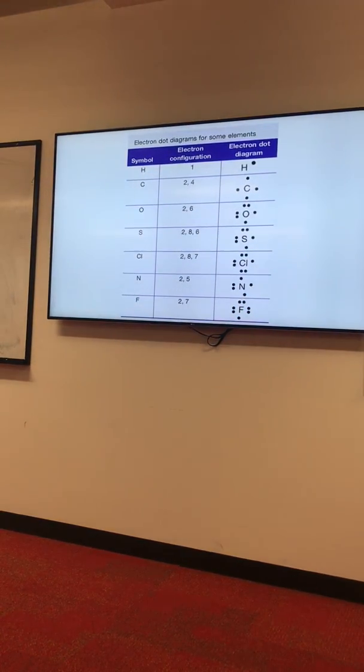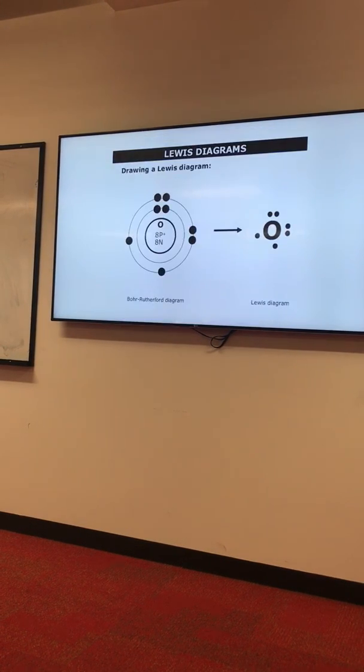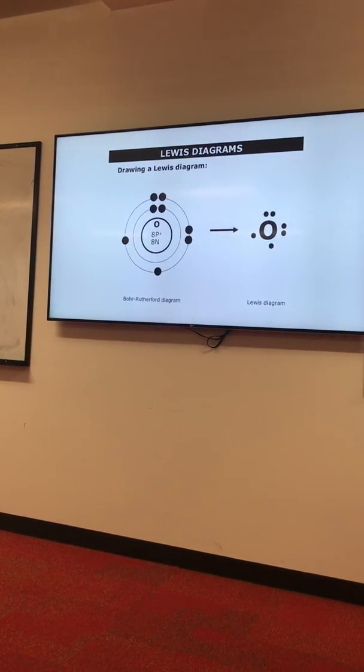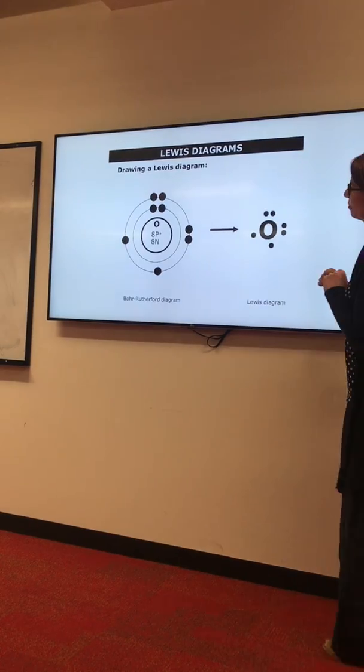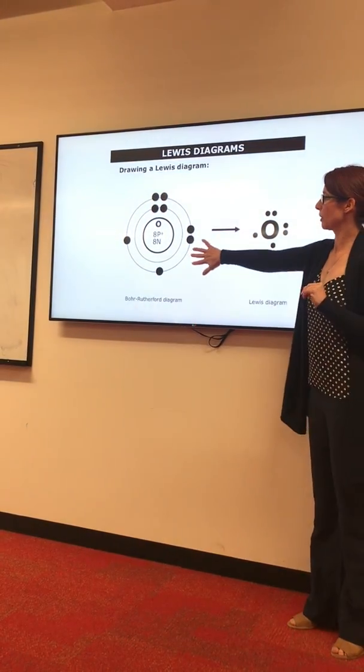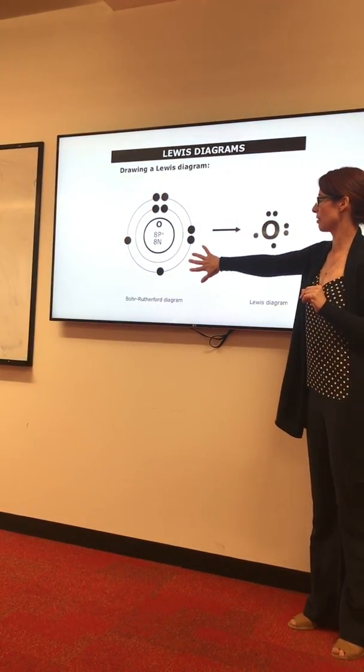Okay. Here's an example of how you would represent it in the 2 ways that we've been drawing atoms. So when we're doing ionic bonding, we will typically use this format, which is the Bohr-Rutherford diagram.